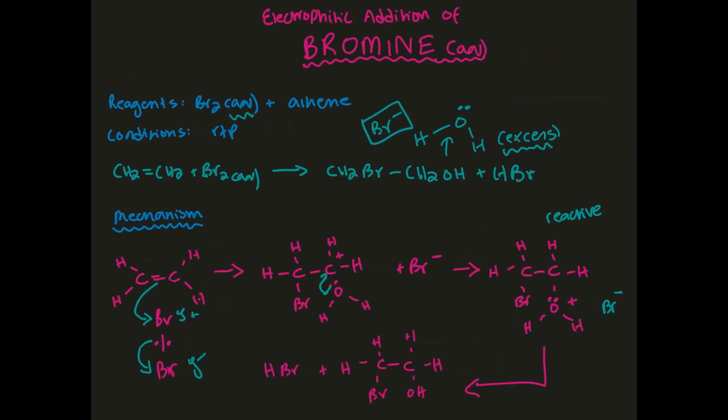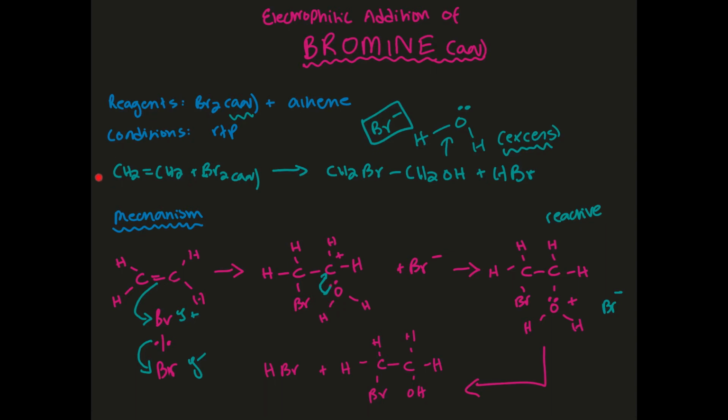The next thing that we're going to be talking about is the electrophilic addition of bromine. So in this case, the reagent that we're going to be using is going to be aqueous bromine. So previously we used bromine dissolved in our organic solvent, which was hexene. And now we're going to be talking about bromine dissolved in water, which is going to be aqueous bromine. So in this case, the conditions are going to be that it's going to be at room temperature, and this is the general equation for the reaction.